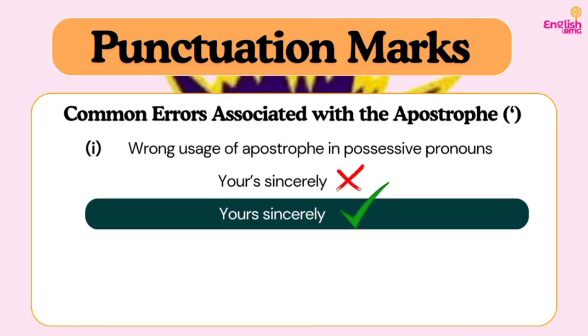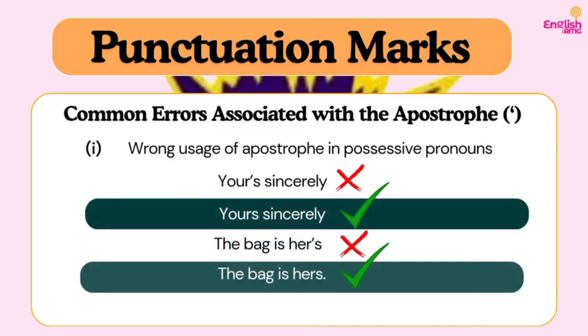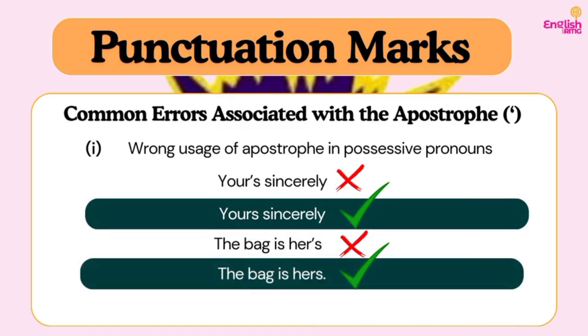Do you understand? So usually students make this mistake in informal letters when they want to end. Now they write yours sincerely, and they spell yours as your apostrophe S. No, that's incorrect. You should say yours sincerely without the apostrophe. Also, do not say the bag is hers by writing her apostrophe S. No, the bag is hers without the apostrophe. That is the correct format because possessive pronouns do not need an apostrophe.